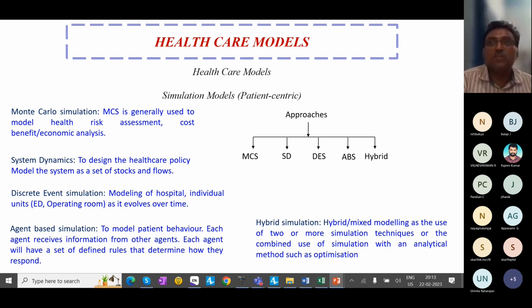And the second part of the modeling is the simulation model. Especially the simulation model is very common with the patient-centric supply chain. Among this simulation, you have four approaches which are common. One is Monte Carlo simulation, system dynamics, discrete event simulation, and then agent-based simulation.